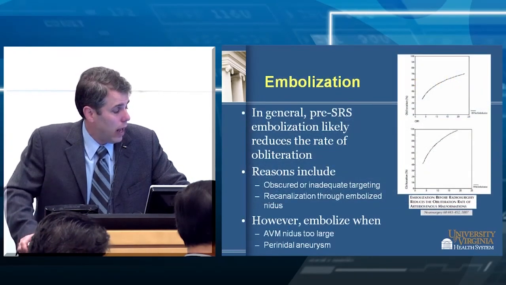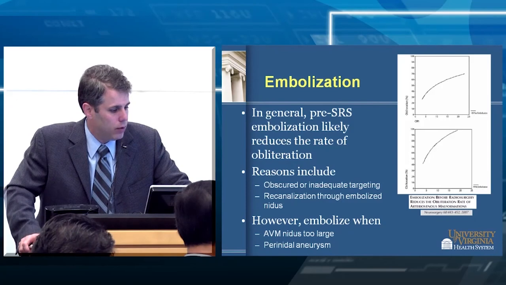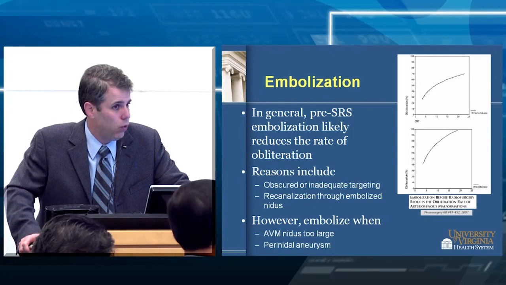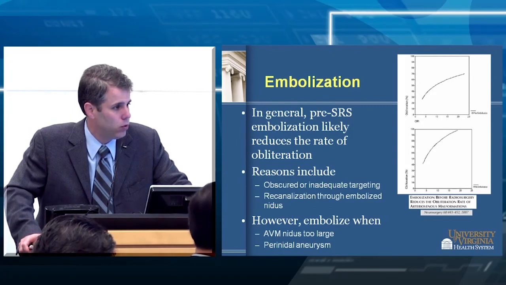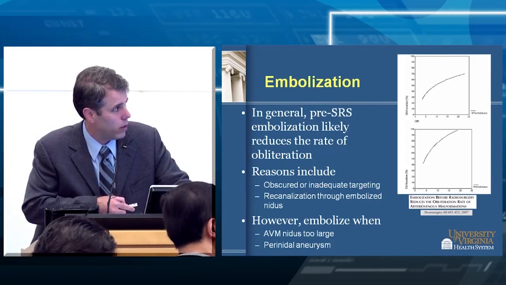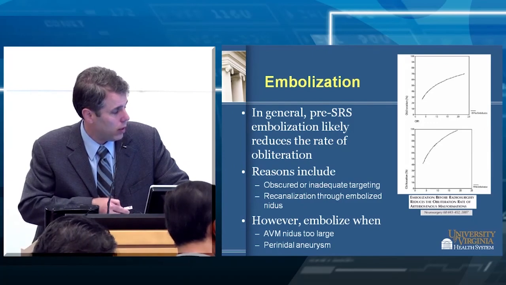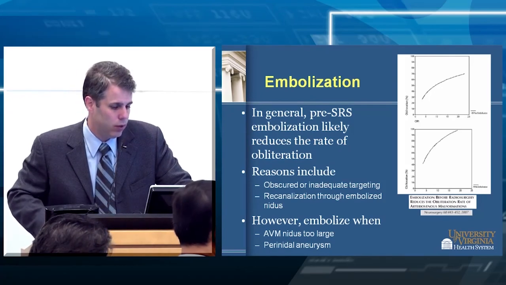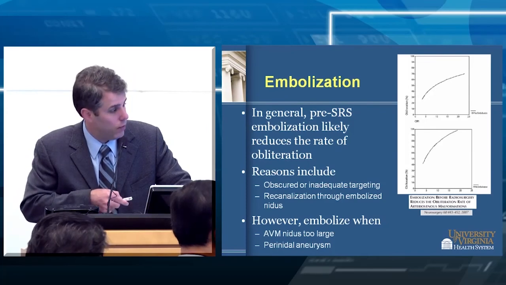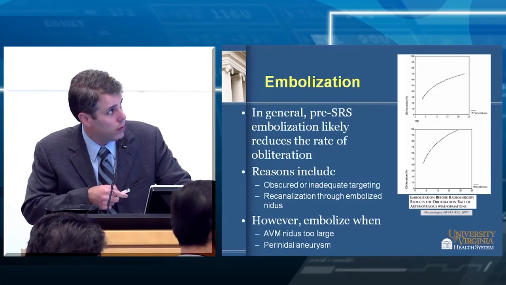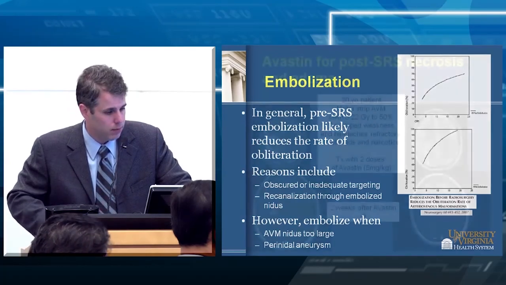I do think that embolization has a role. Preoperative embolization, however, likely reduces the long-term rate of obliteration if one controls for the volume of either pre- or post-embolization volume. This may have to do with some degree of obscuring of the targeting at the time of radiosurgery, or even some recanalization through the embolized nidus. And certainly, though, we do embolize patients' AVMs when they're too large to treat with single-session radiosurgery or where there may be high-risk features. And this work that I believe came out of the Toronto group shows pretty nicely a difference in the obliteration rates between the previously embolized AVMs and the non-embolized AVMs.